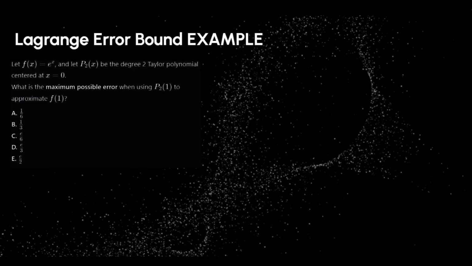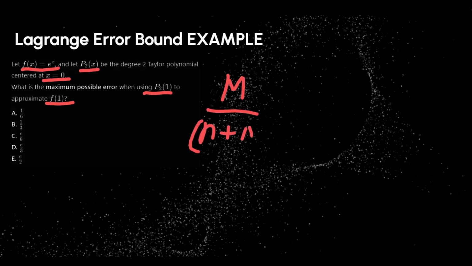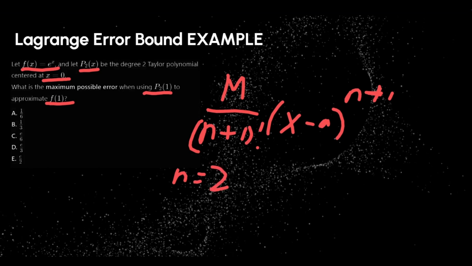So we have f of x equals e to the power of x, and P2 of x is the second degree Taylor polynomial centered at x equals 0. So what is the maximum possible error when using P2 of 1 to approximate f of 1? So use the formula again, which is M over n plus 1 factorial times absolute value of x minus a to the power of n plus 1. So we know that n is going to be 2 because it's the second degree polynomial, and a is the center, so a is going to be 0 and x is going to be 1.